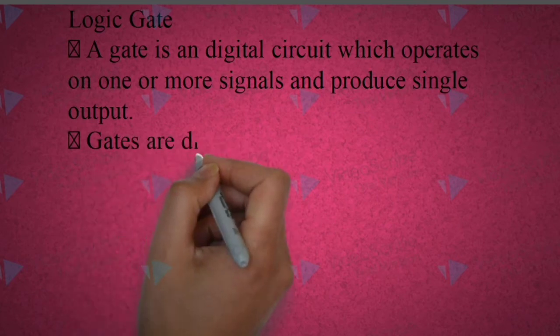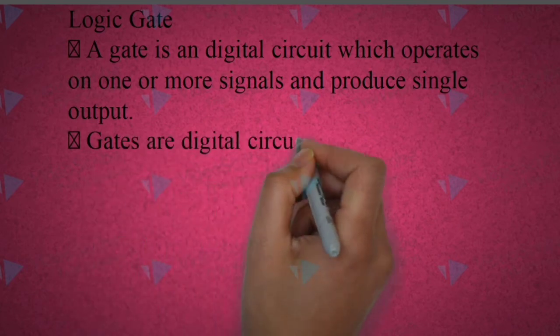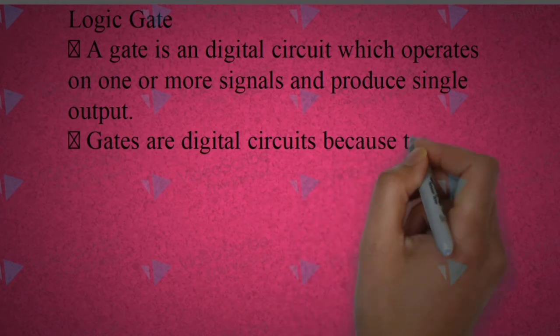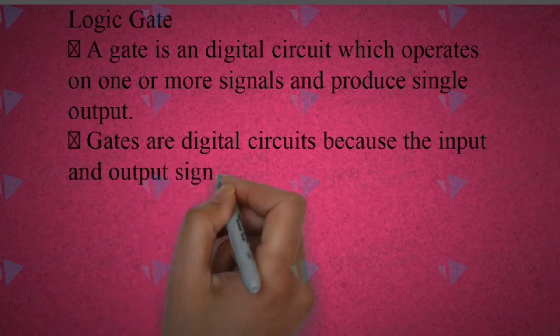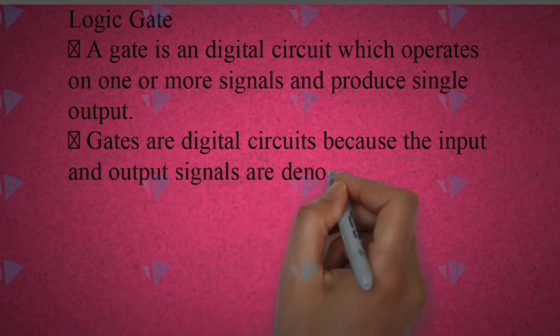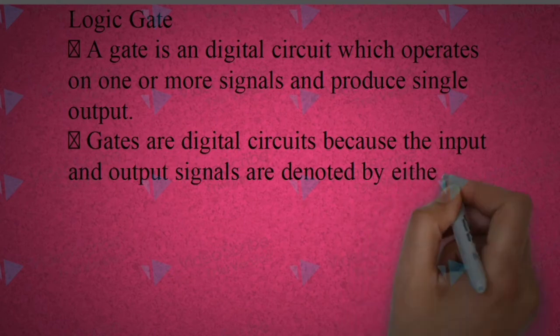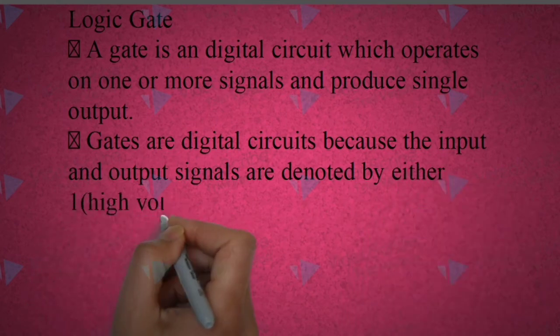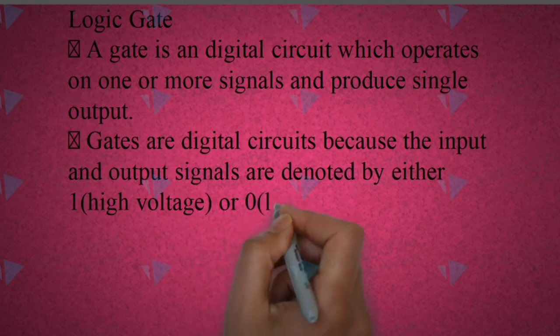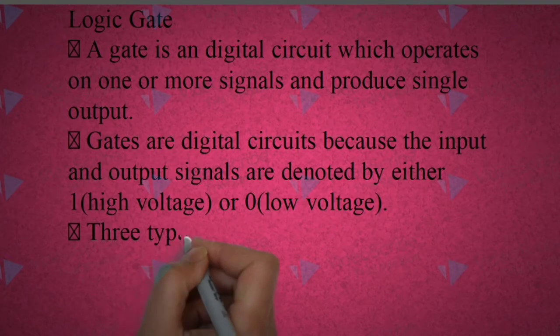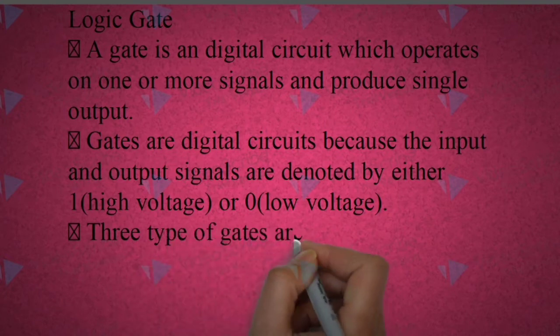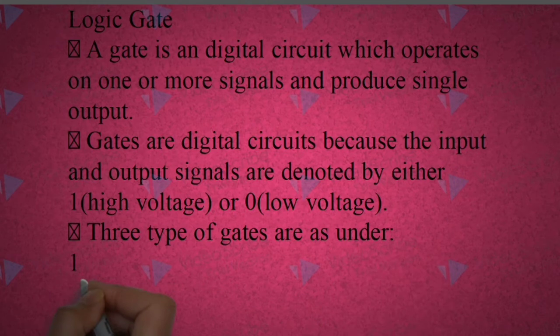So we are going to discuss three basic logic gates as well. These gates are also known as digital circuits because the input and output signals are in the form of high voltage and low voltage. We have only two types of values, either high voltage, also known as 1, or low voltage, also known as 0. So let us discuss the basic logic gates, which are AND gate, OR gate and NOT gate. Let us start with our AND gate.